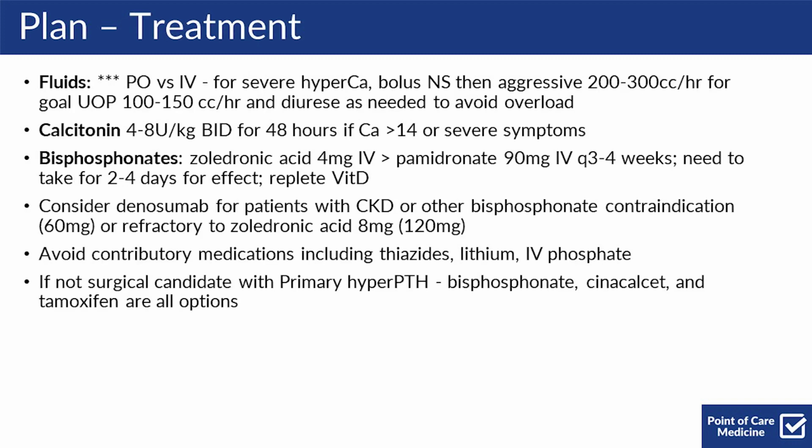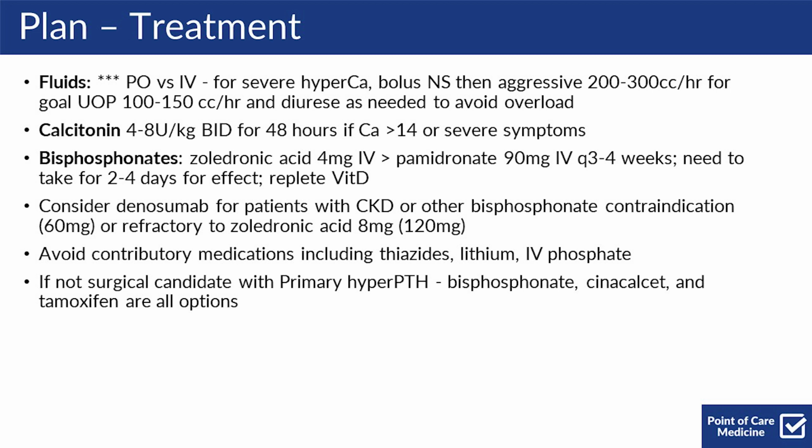In terms of the plan for how we would treat them, the mainstay is fluids, fluids, fluids. If it's not that bad, they can probably do PO, but if they're coming in with severe hypercalcemia, they're going to need IV fluids. You should immediately, if they haven't already gotten it in the ED, bolus them with normal saline, and then aggressively replete them with 200 to 300 cc's an hour for a goal urine output of about 100 to 150 cc's an hour. And you can diurese them if you need to. Whether or not somebody has heart failure or oliguric AKI, you can hopefully still give them all the fluids to protect their kidneys and just get the fluid out by diuresing them as needed.